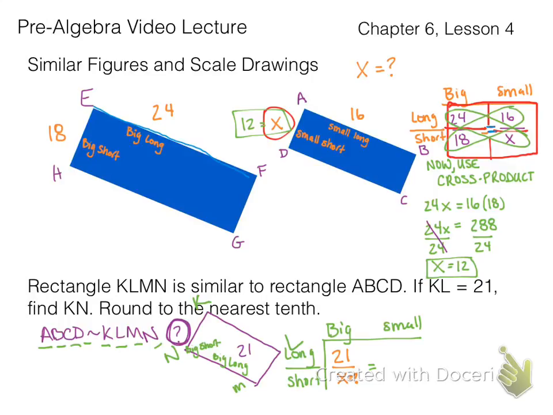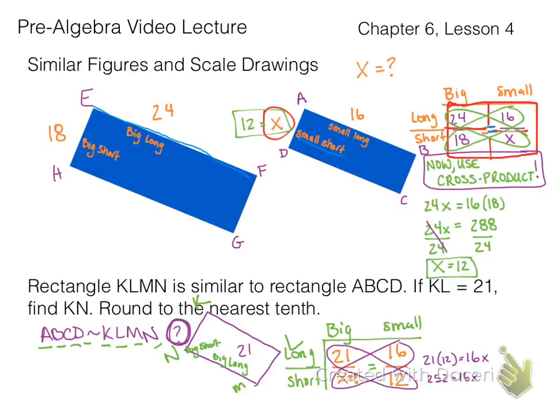So the big long is 21. The big short is question mark, don't know. And the small long is 16, and the small short is 12, since we figured out 12 from the previous problem we just did. So cross product, yep, and 21 times 12 equals 16 times x. That equals 252, divide by 16, x equals 15.75. So the short side of this new rectangle is 15.75. All right, let's move on.